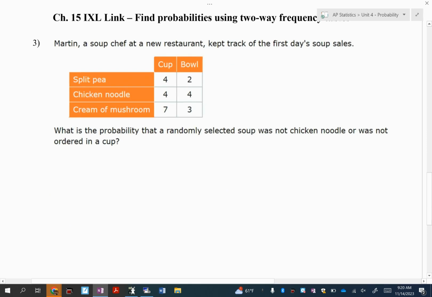All right. Okay, Martin is a soup chef. This is our last one. Last one, then we're done.